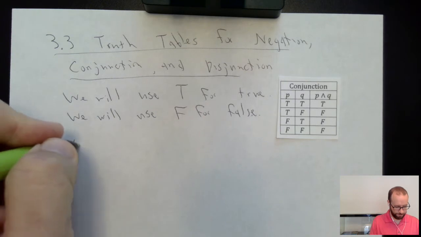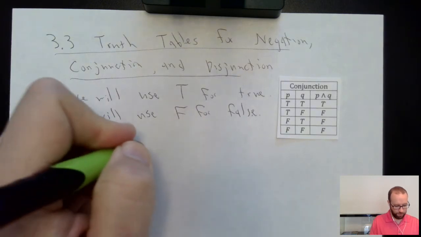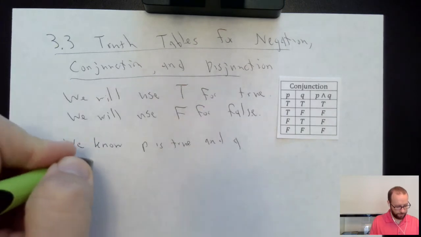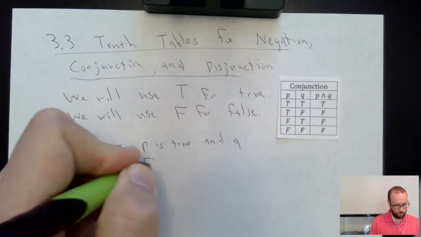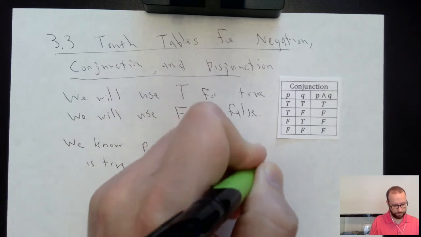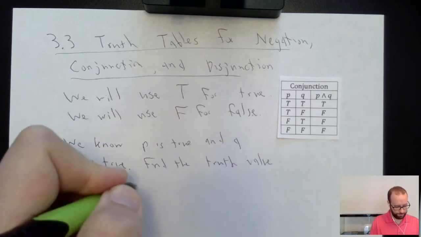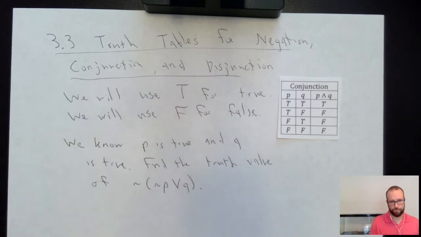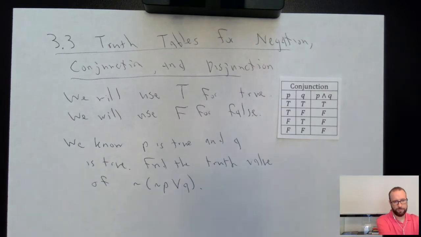Also, if we know P is true and Q is true, we can find the truth value of it is not true that not P or Q. Okay, we'll do those kinds of problems in this section.